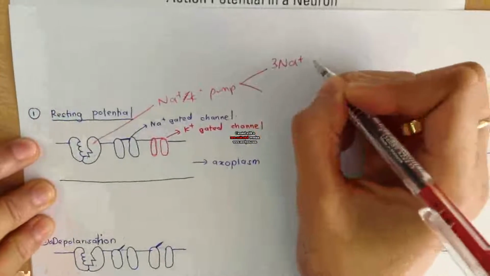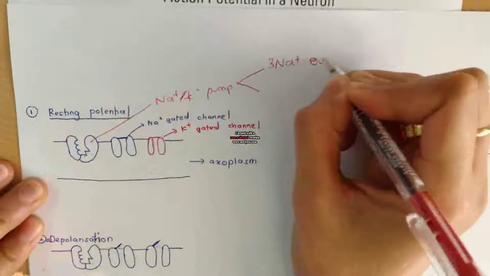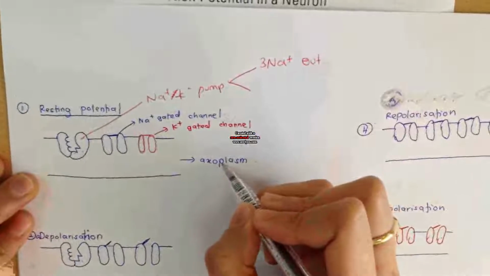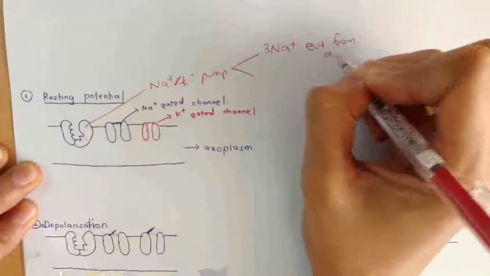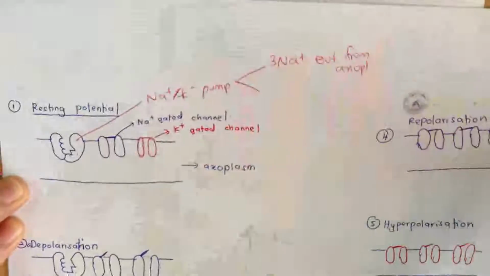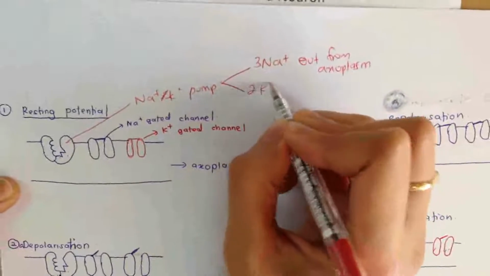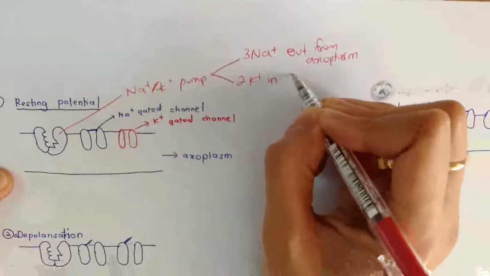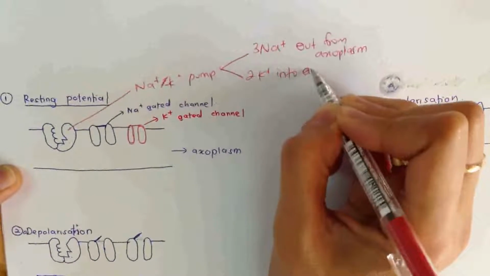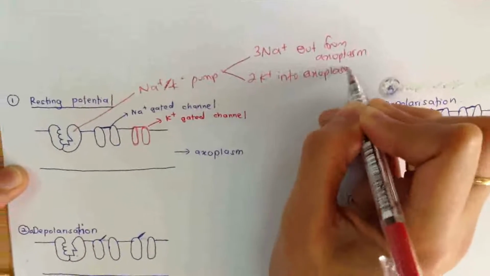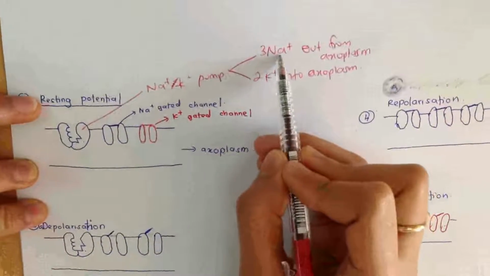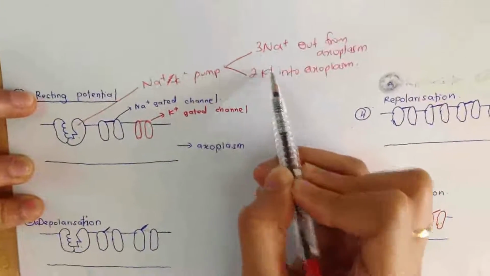Na plus out from the exoplasm, while it will pump 2 K plus into the exoplasm. Okay, so 3 Na plus will move out, 2 will move in.